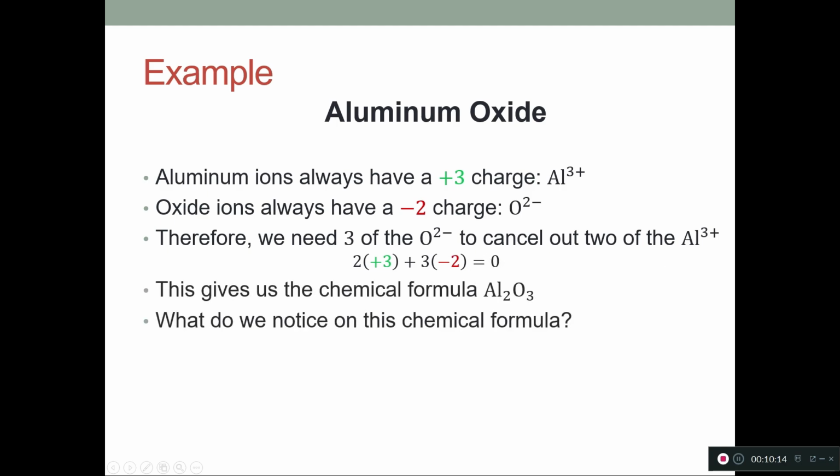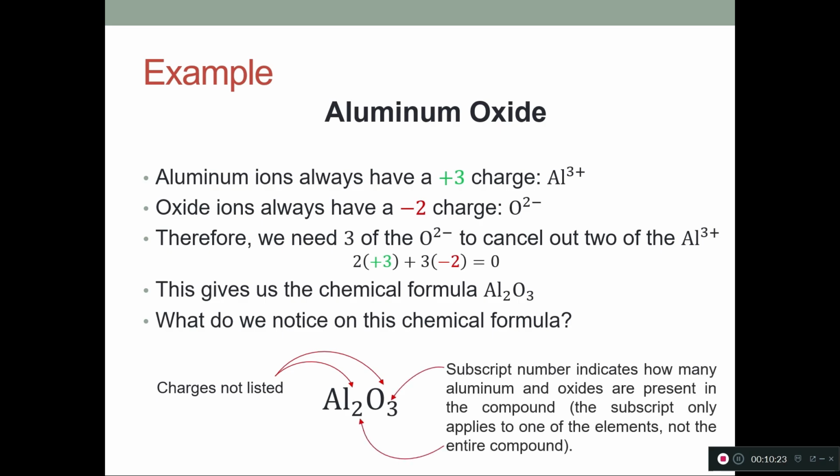So this gives us the formula Al2O3, and some things to notice about this. Again, the charges are not listed in the neutral compound, but also the subscript number indicates how many aluminums and oxides are present in the compound. So we see there is one that comes after the aluminum that applies only to the aluminum, then one that comes after the oxygen that only applies to the oxygen. So there are 2 aluminums and 3 oxygens in this compound, Al2O3.